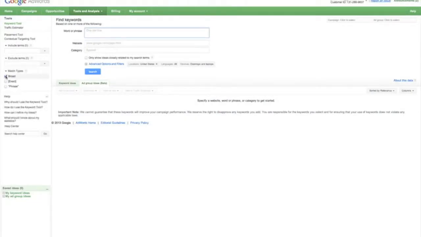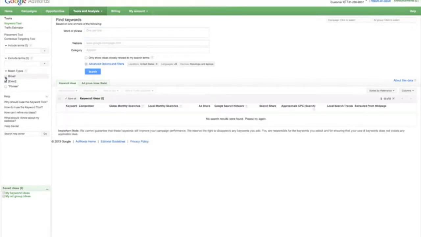Well, first of all, we're going to take it off of broad and we're going to put it on exact match. That's going to give us the most accurate description of our competition for the keyword. When we're doing keyword research, basically what we're doing is we're looking for something that has low competition, but also can make money.